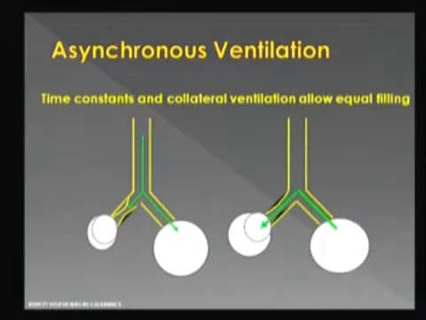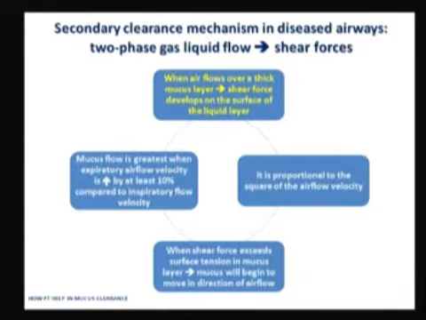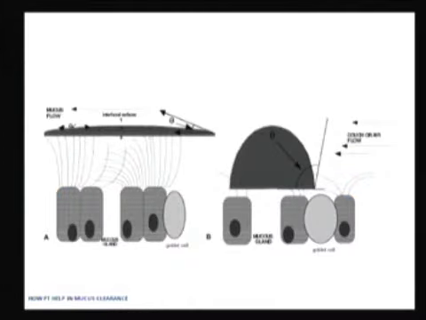What I mean is, here on the right we have collapsed alveoli, and this is a normal diffused alveoli. So the interdependence through the Kohn pores will help the air to enter the closed alveoli. Another mechanism that we use as physical therapists: when air flows over a thick mucus layer, shear forces develop on the surface of the liquid layer. This is what we call the shear force, which we use through the expired air to help the mucus to move from one place to another.